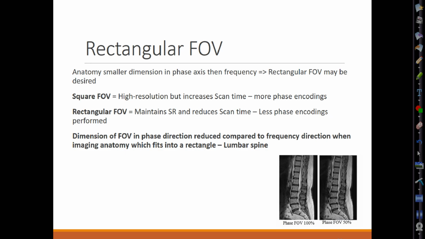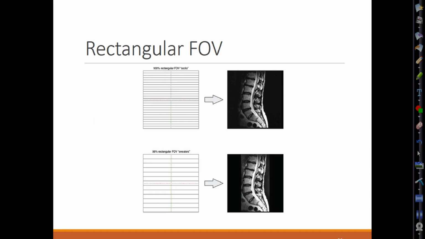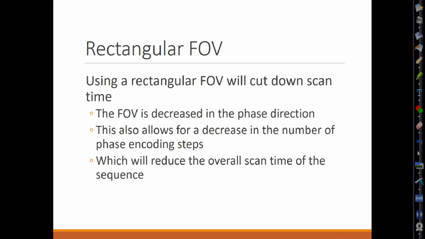So what other anatomy would we use a rectangular field of view for? Humerus, femur, very long and narrow structures. So this is what's happening. You're just filling fewer rows of K-space. Your matrix dimensions in the phase direction are going to decrease. But once again, we're not really concerned with these pixels out here, because that's just posterior subcutaneous fat, and then abdominal tissue, which we're not really concerned with on an L spine. So the main thing we do with a rectangular field of view is to reduce scan time.